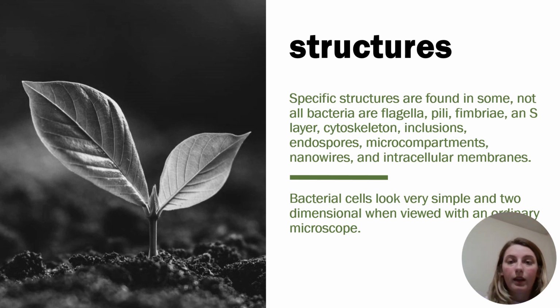Specific structures are found in some, but not all bacteria. They are flagella, pili, fimbriae, an S-layer, cytoskeleton, inclusions, endospores, microcompartments, nanowires, and intracellular membranes. Bacterial cells look very simple and two-dimensional when viewed with an ordinary microscope.